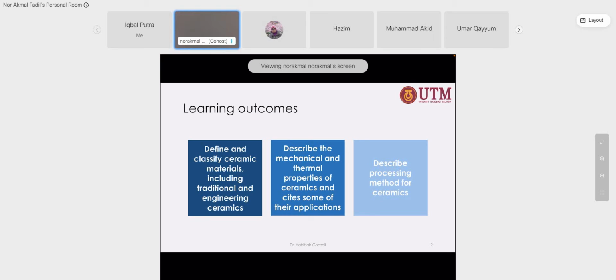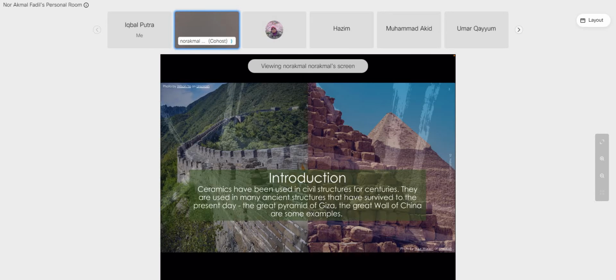So if we look at ceramic materials, actually ceramic has been used widely since many centuries ago, especially for the civil structure like a building. They are used in many ancient structures that have survived up until present day. The Great Pyramid of Giza and the Great Wall of China are some examples of application of ceramic materials.